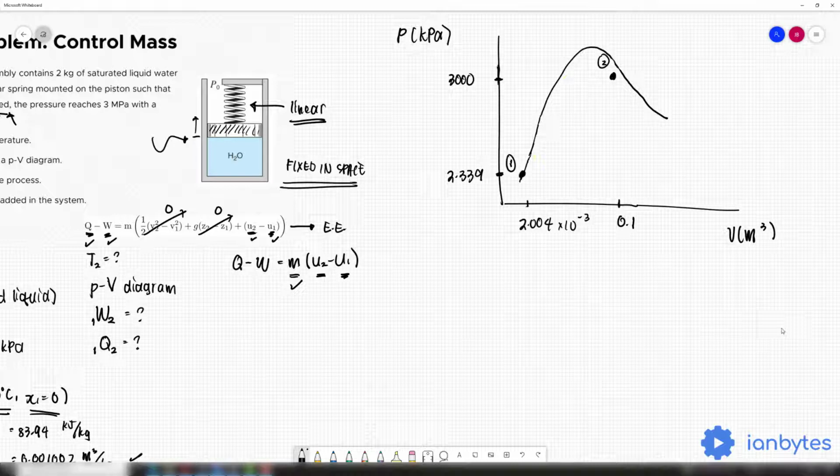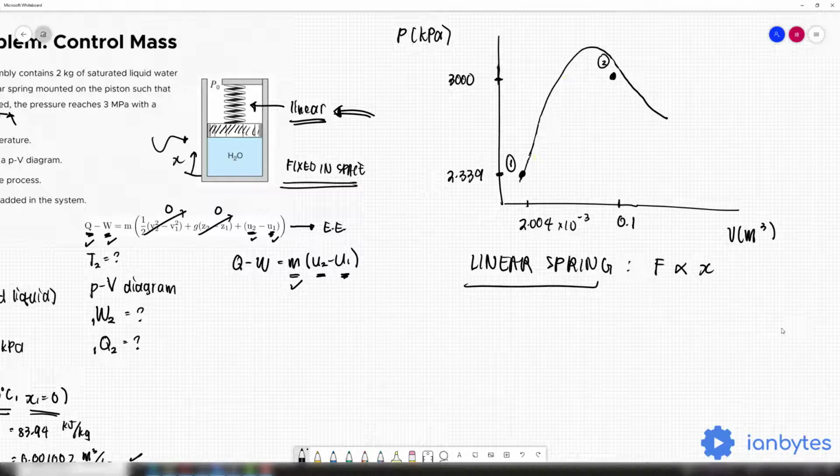We don't know yet. Now, we are going to try to figure it out using the given that it has a linear spring. So take note that if we have a linear spring, we define this over here as the displacement x of our piston, then we can say that the spring force F is directly proportional with the displacement x. Also, let's say that the pressure inside your system is P.